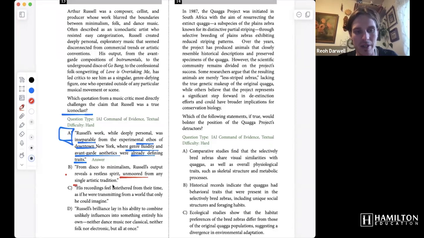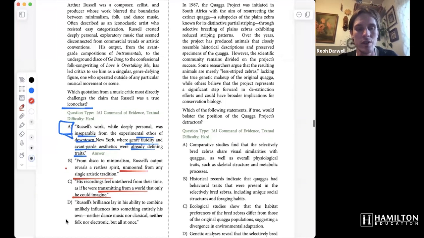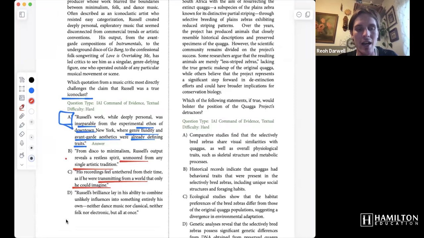Here's him saying, there's someone saying that he's all alone, unconnected to any tradition, that he's from a world that only he could imagine, again saying he's all alone. And again, D saying that, all his own, right? All of those say the same thing, whereas A is the only one which says he's on his own. So he's not on his own.